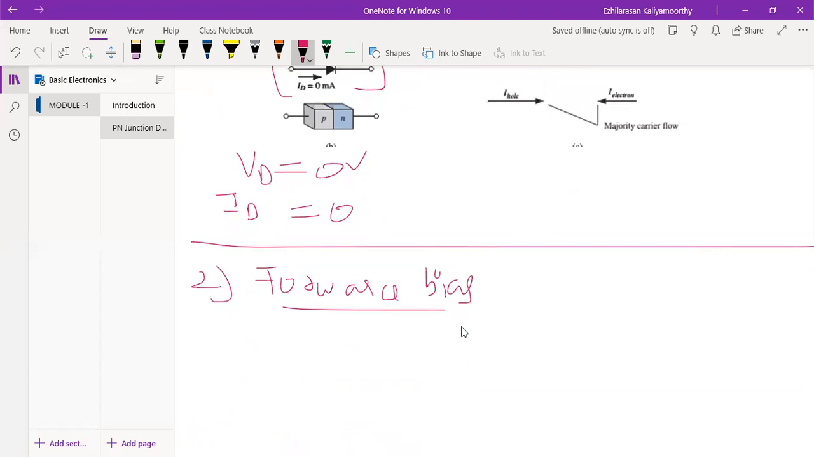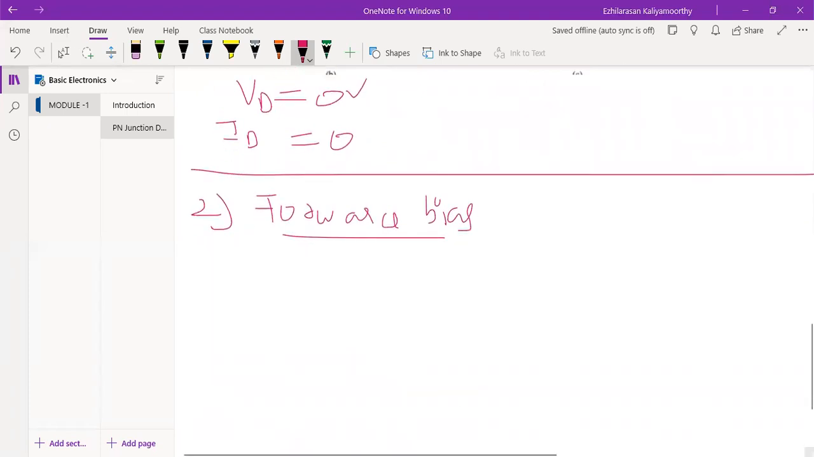So what we'll do for the forward bias condition is very simple here. The P-type material should be connected to the positive terminal, and the N-type is connected to the negative side of the terminal of the battery. See here, I show the diagram here.